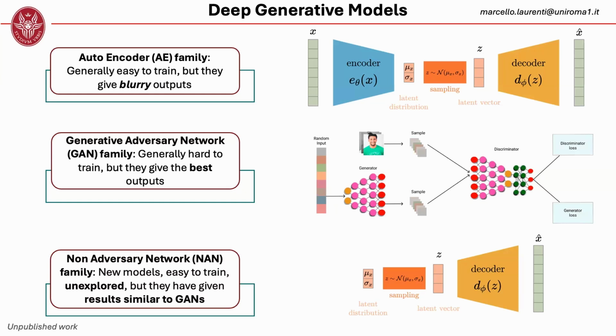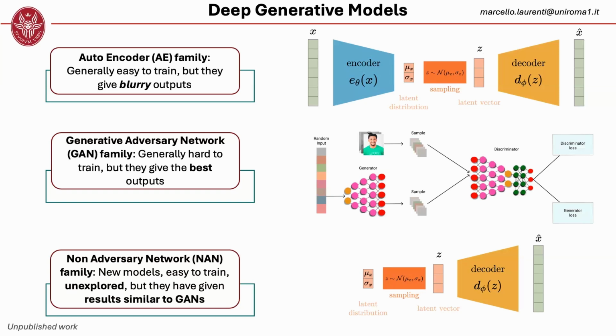The generative adversarial network family is the most famous and most used for generative tasks, but they're generally hard to train because it's a game the generator and the discriminator are playing, and this training structure is very unstable and could suffer from mode collapse. So, aside from those cons, they normally give the best outputs.